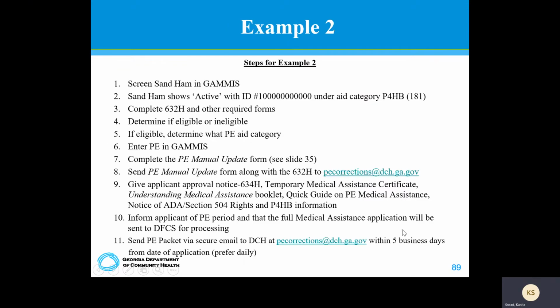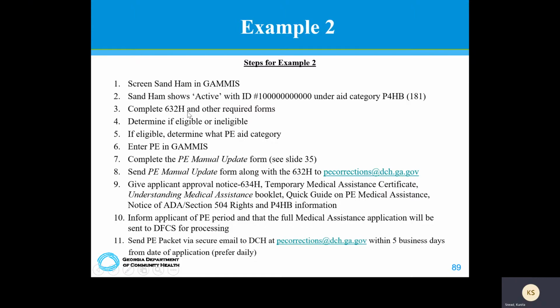So let's go through our step-by-step process. We screen Ms. Ham in Gamis, and this time it shows us that she's active. And she's active with this ID number that we're going to write down and use. What category is she active under? She's active under P4HB 181. So that means we can go ahead with the PE process, but then we will need to do an extra step in completing the update form to send to DCH because we need to let them know that this P4HB case needs to be terminated.